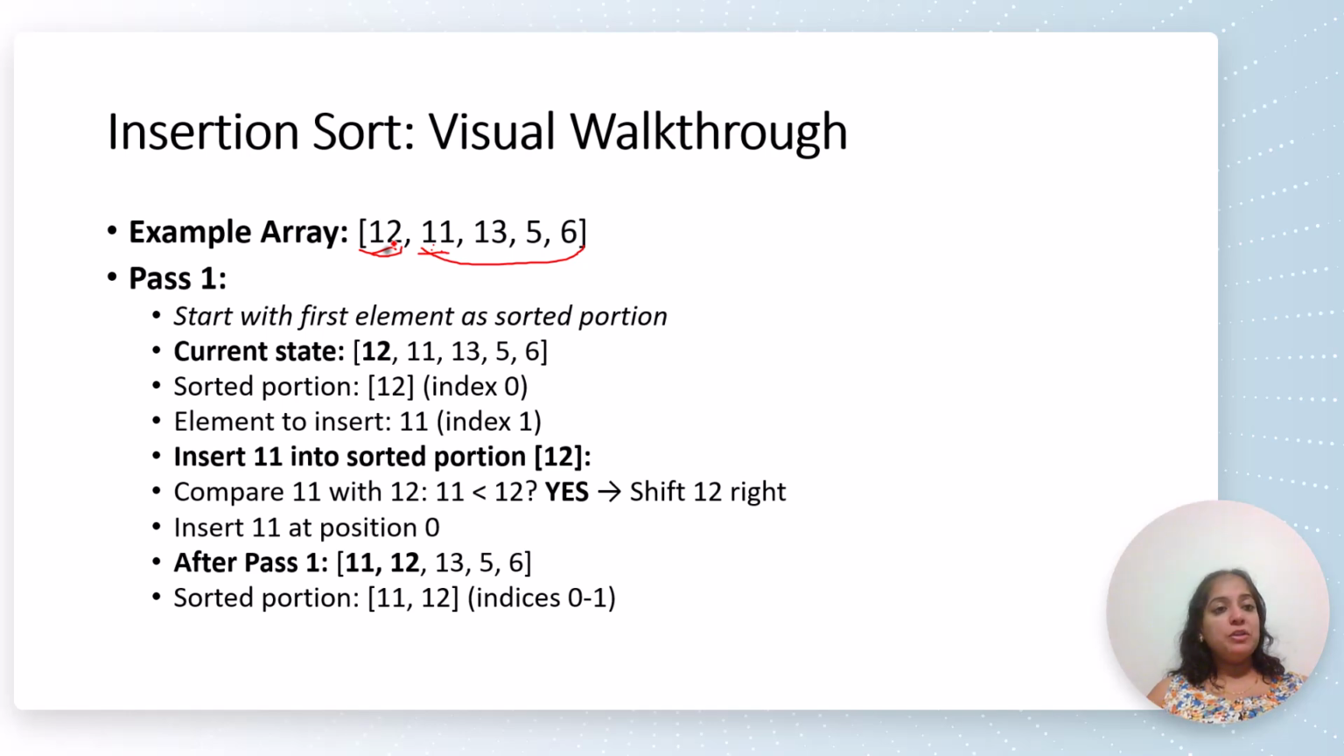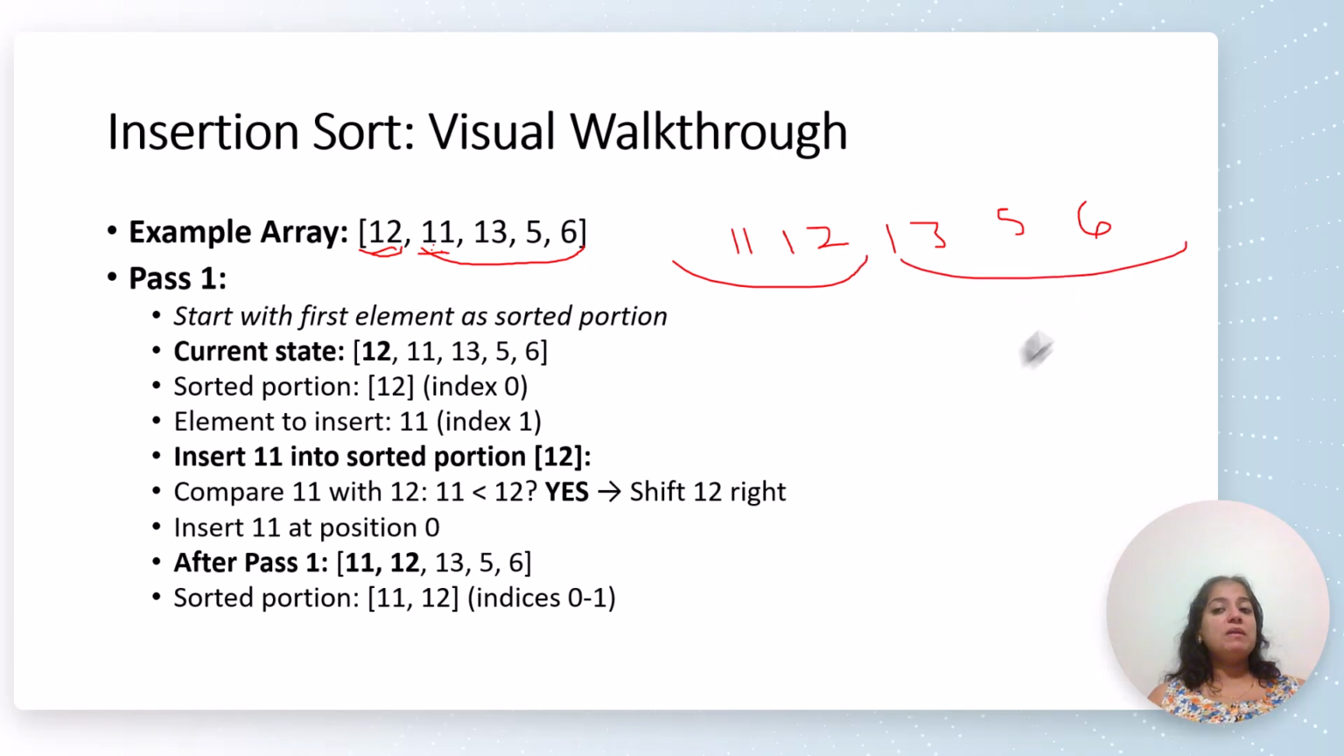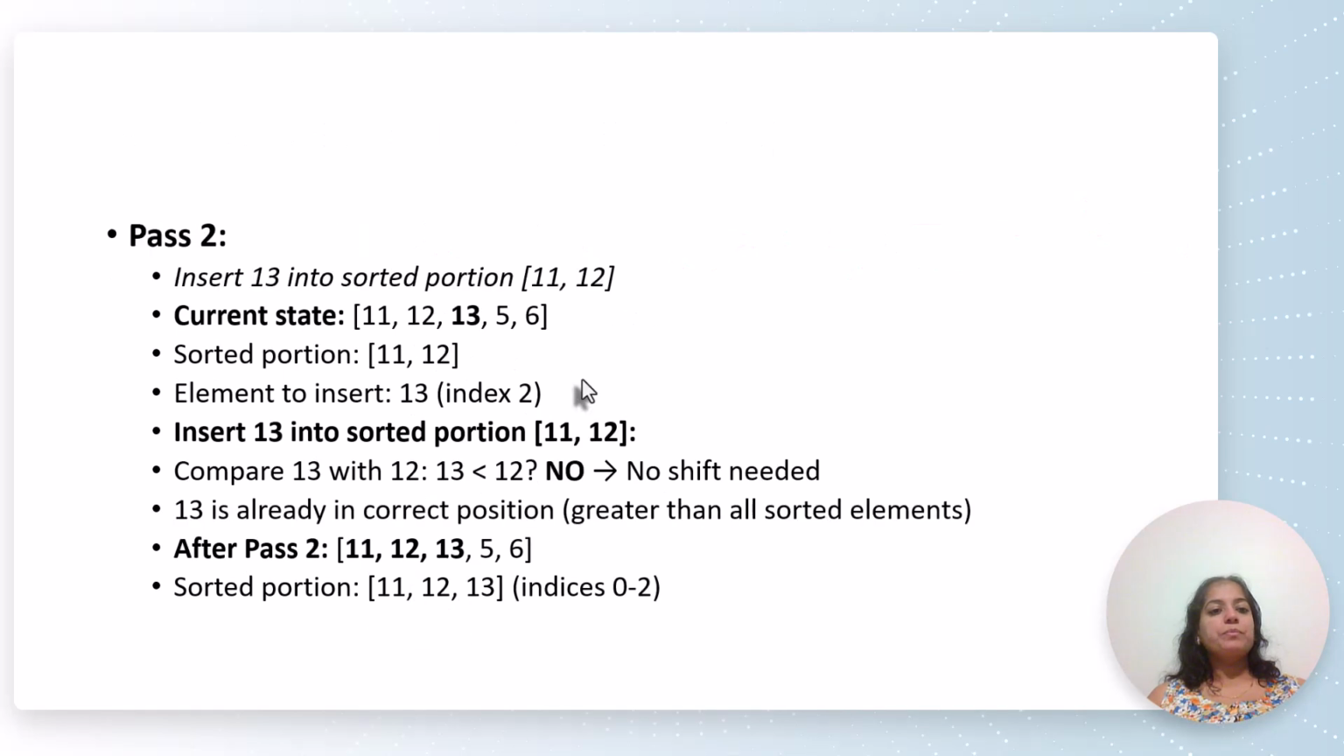11 will be compared with 12. 11 is less than 12, so 11 should come before 12, right? So 11 will be swapped with 12. So your array becomes 11, 12, 13, 5, 6. And your sorted portion becomes 11, 12 and unsorted portion becomes 13, 5, 6. This one. The sorted portion is this, right?